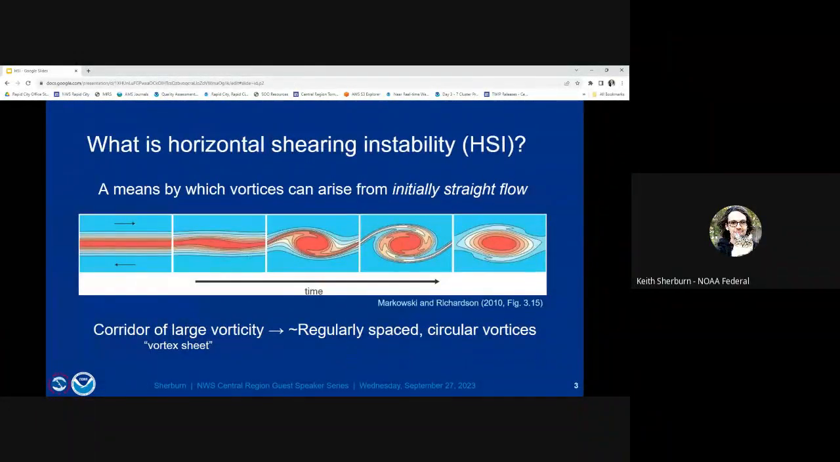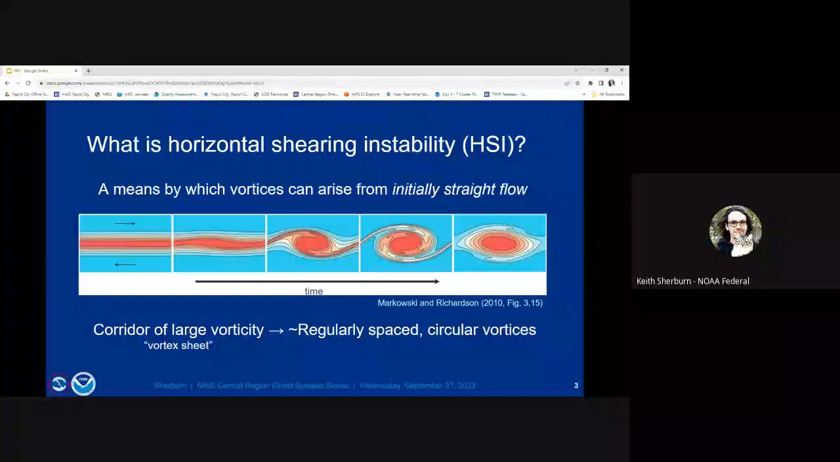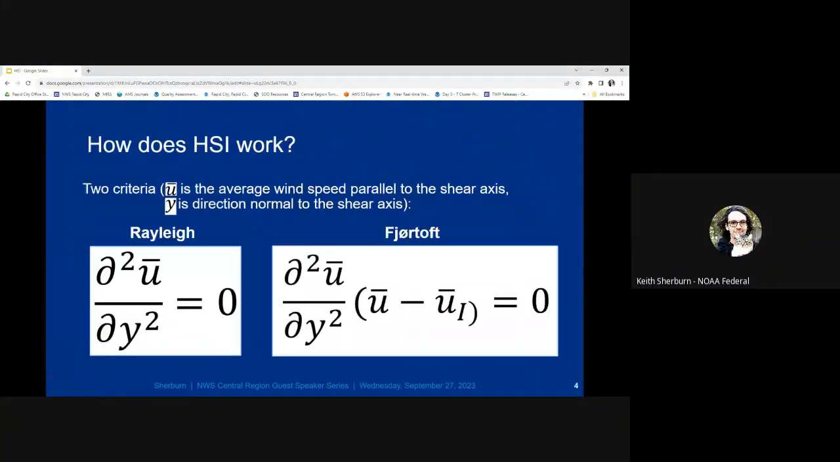HSI is, in its most basic sense, a means by which vortices can arise from initially straight flow. In today's context, we're going to view this in largely XY space, so horizontal space. But horizontal shearing instability is essentially the same mechanism by which Kelvin-Helmholtz waves can form in the vertical as well. In these circumstances, whether horizontal or vertical, an initial corridor of large vorticity, aka a vortex sheet, evolves into somewhat regularly spaced and either circular or elliptical vortices following some initial perturbation.